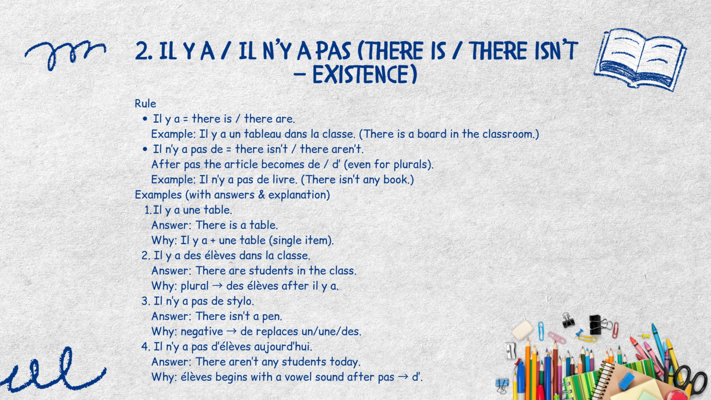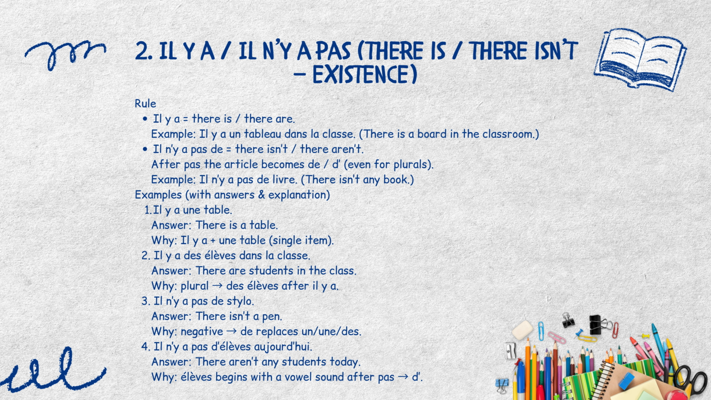Here's a quick summary of when to use each form. Use il y a when you want to say something exists. For example, there is a chair or there are books. Use il n'y a pas de when you want to say something does not exist. For example, there isn't a pen or there aren't any students.